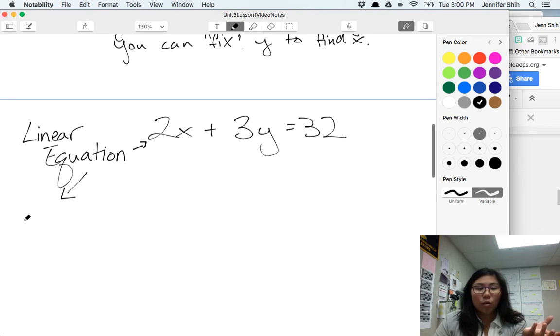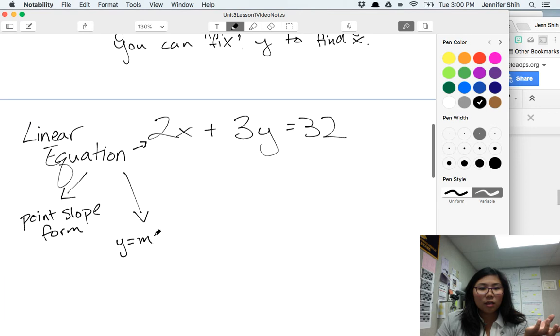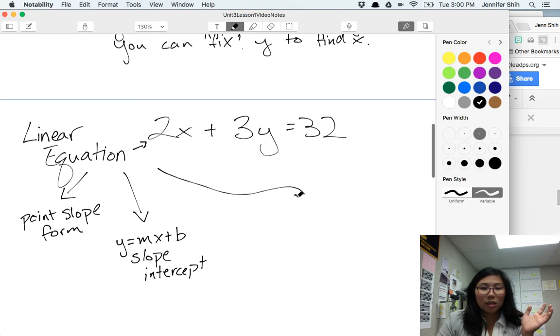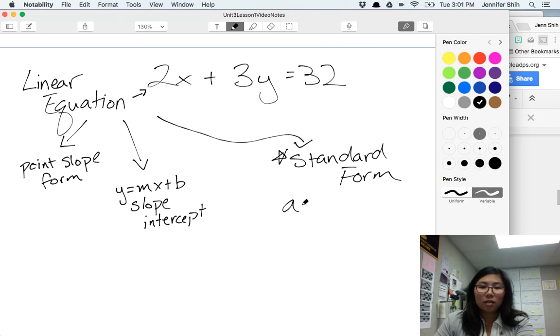We're also going to have different forms of linear equations. We have point slope form, which is also a linear equation. We are going to have y equals mx plus b form, which is slope-intercept form. These may be familiar words, so this is all coming back. And then you have standard form, which we are going to work with today and tomorrow. Standard form is ax plus by is equal to c.